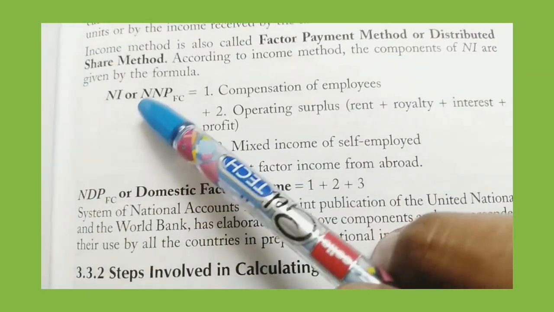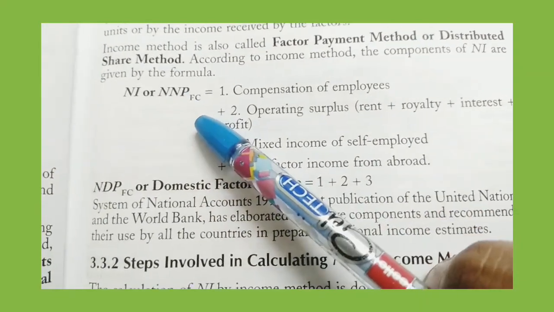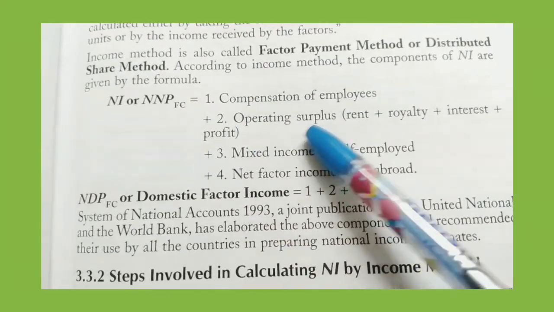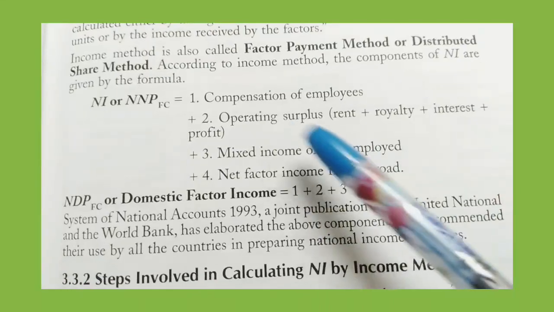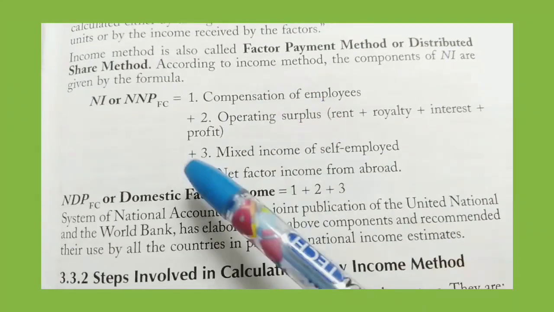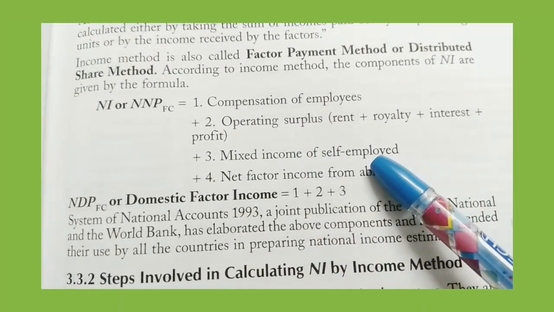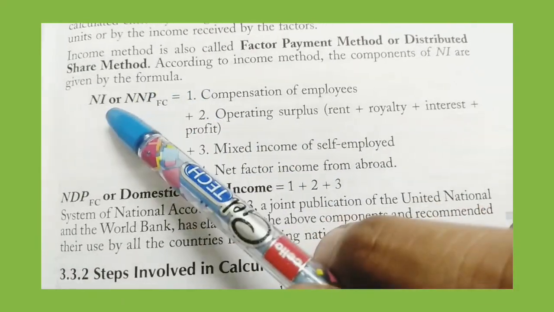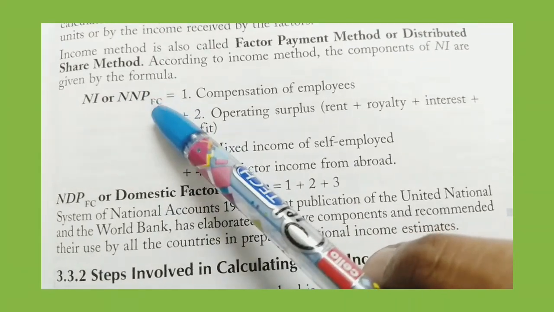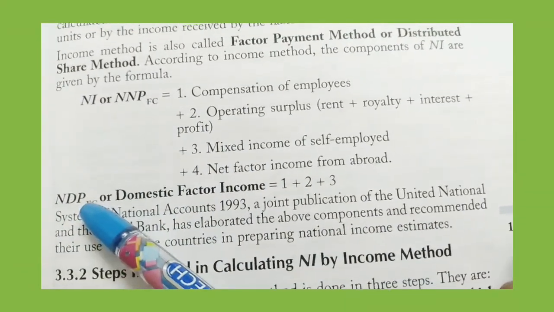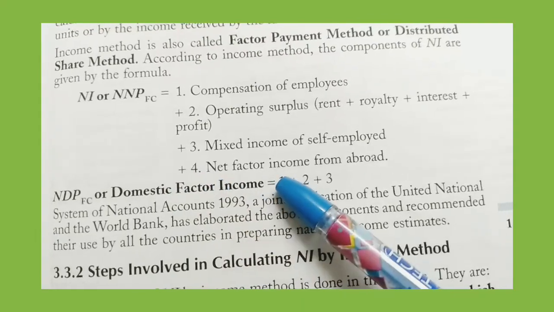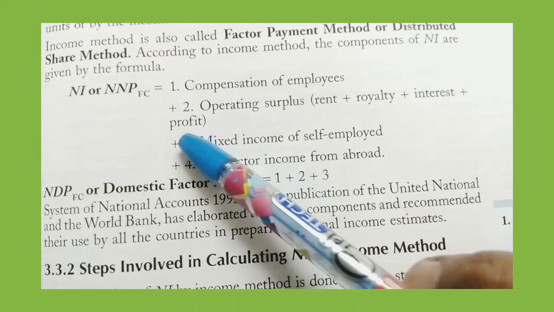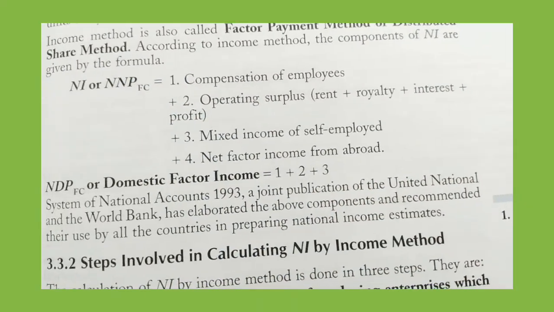National income or net national product at factor cost is equal to compensation of employees plus operating surplus, that is rent, royalty, interest, profit, plus mixed income of self-employed plus net factor income from abroad. If we add these 1, 2, 3, 4, we get the national income or net national product at factor cost. Net domestic product at factor cost or domestic factor income is 1, 2, 3. This 1, 2, 3 alone is called NDPFC. 1, 2, 3, 4 is called NNPFC.